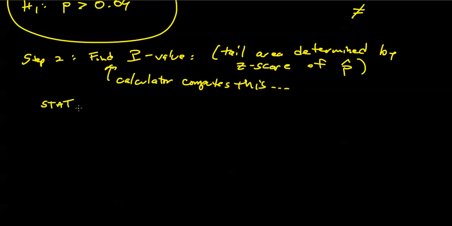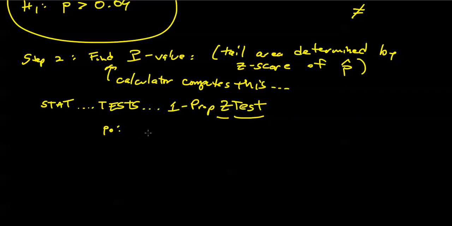you hit your stat button, we'll hit the test button, and now we're going to use a new operator here. You'll remember in chapter 7 we used one prop z int in computing confidence intervals. Here we're going to use one prop, meaning proportion, z test. One prop for one proportion, z because we're basing our p-value on a z-score, and test because we are testing hypotheses.